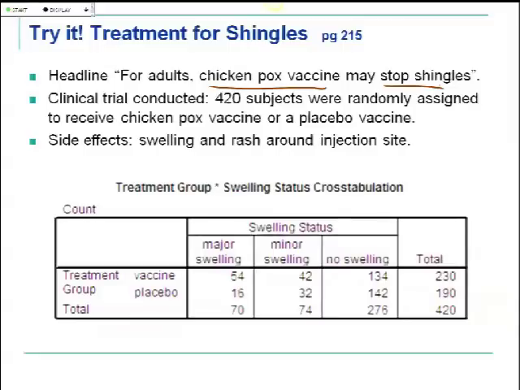Turns out, how many people actually got the vaccine? Look at your table of counts here. The vaccine was actually given to 230 out of the 420, and there were 190 that ended up getting the placebo vaccine. So we would actually know these totals in advance even before we measured their swelling at the site of the injection. That's the main side effect that we're interested in. Did they have major, minor, or no swelling?